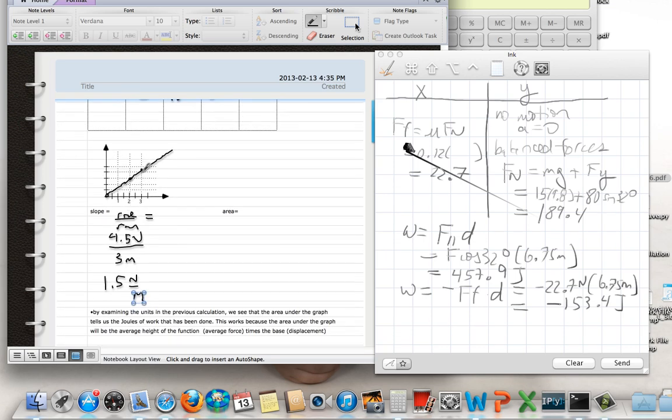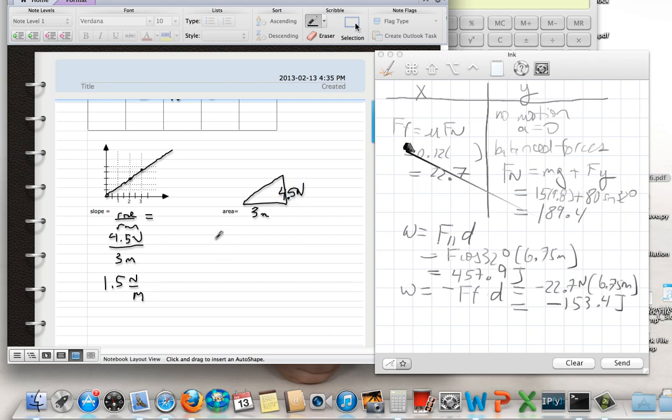Well, the area, it's a triangular piece, and it's got a base of 3 meters and a height of 4.5 newtons. And we know that for triangles, the area is half base times height. So we've got a half times 3 meters times 4.5 newtons. So that's 13.5 over 2. That is a little bit more than 6. That is 6.75 units of area.